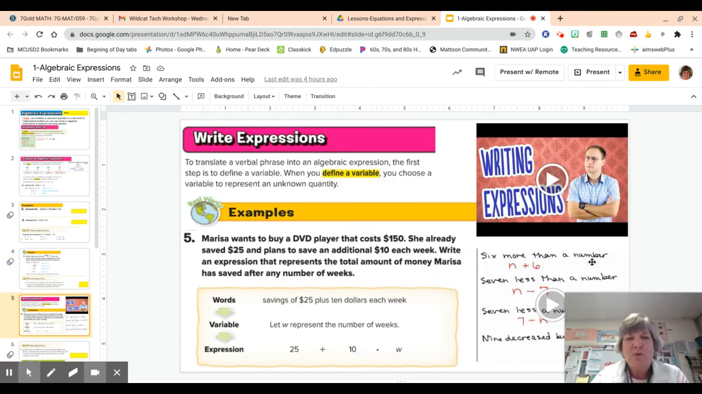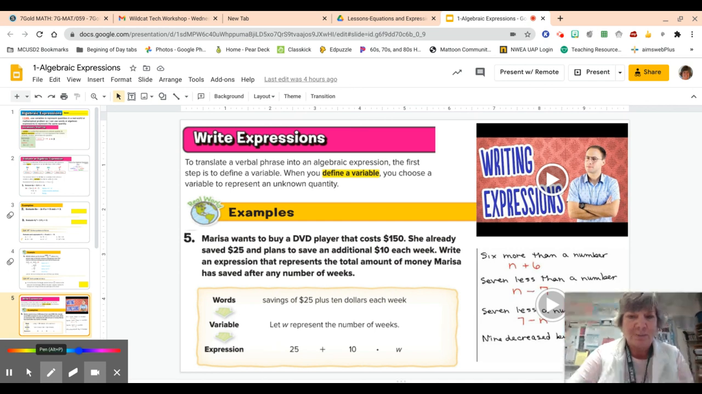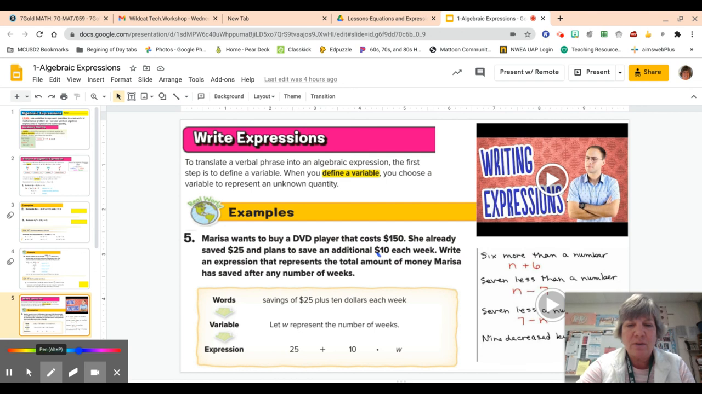So we also need to write these expressions, and where we will come up with our own variables. It often makes a lot of sense if we can use a variable that makes sense in that problem. So question 5 says, Marissa wants to buy a DVD player that costs $150. She already has saved $25. She plans to save $10 each week. So these are important pieces of the information. It's always good to underline the important parts.